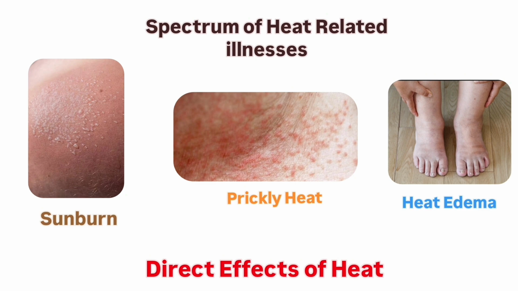If we see the spectrum of heat related illnesses, there are two categorizations. First is the direct effect of heat. We will cover it one by one. First is the sunburn. Second is the prickly heat, which is also called Miliaria rubra or Lichen tropicus. And third is the heat edema.